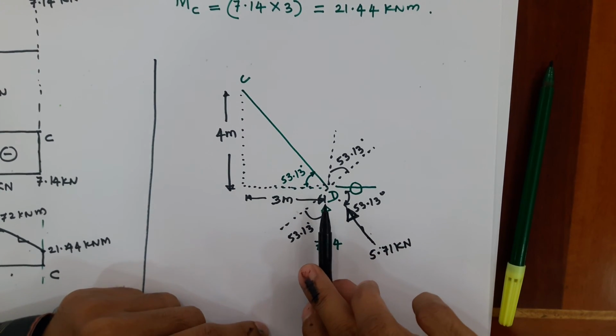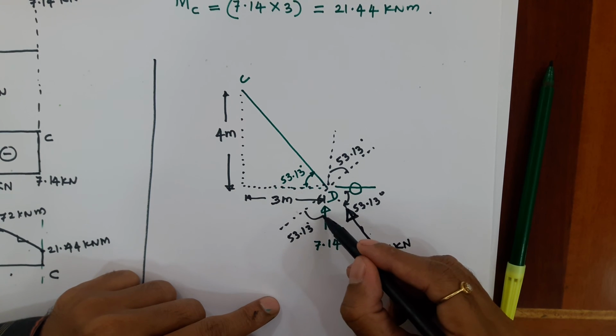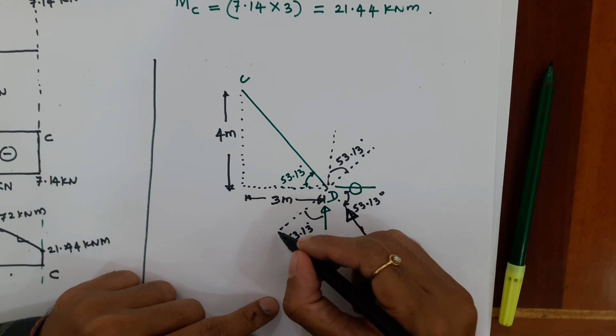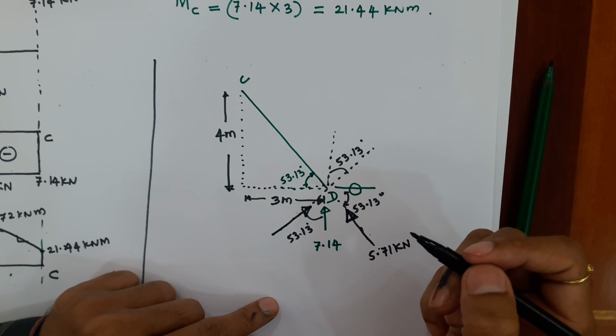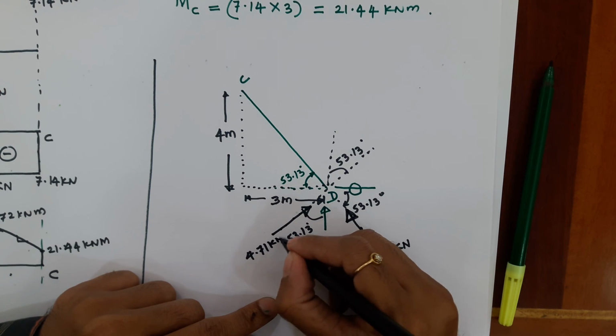Similarly, when you resolve this force along this direction, since that force is making angle theta with that axis itself, obviously it becomes cos, and therefore it becomes 7.14 cos theta, which is 4.71 kilonewton.